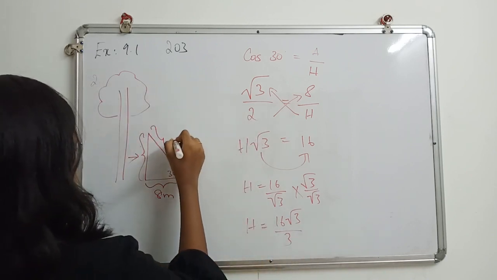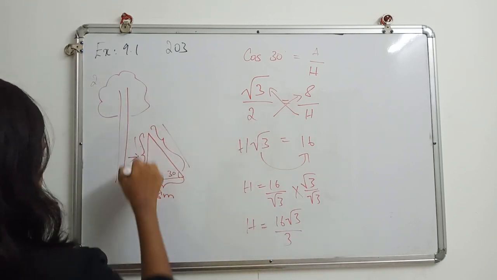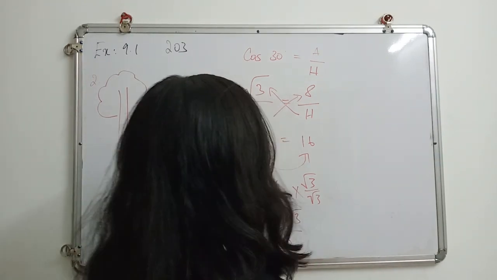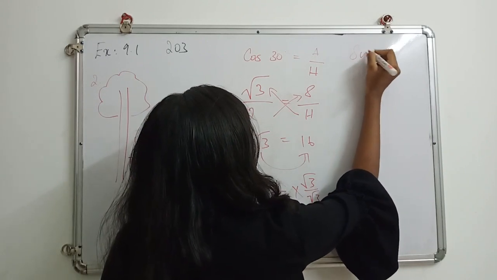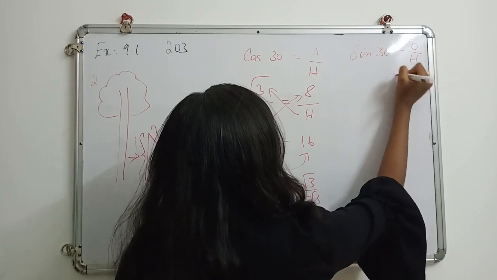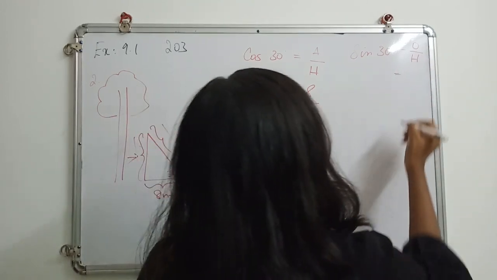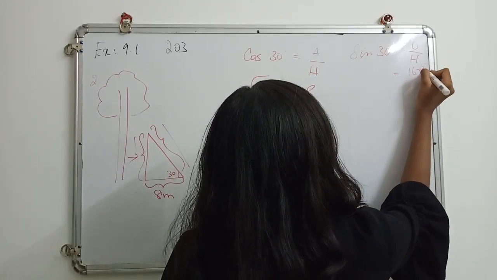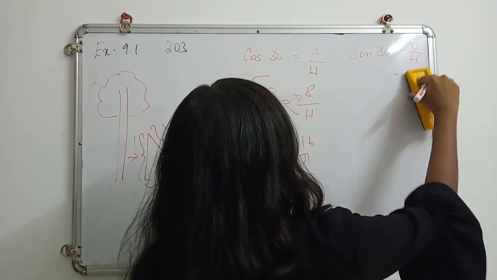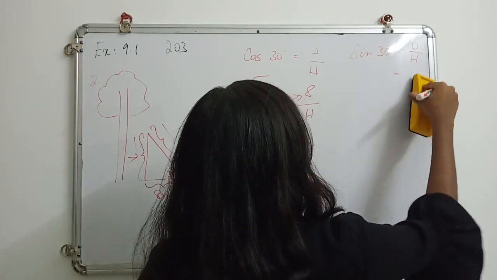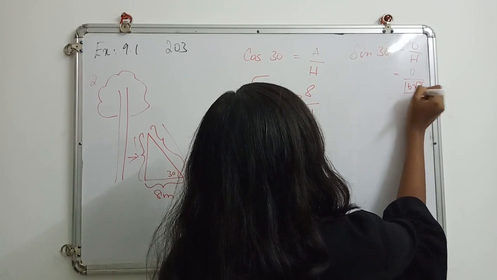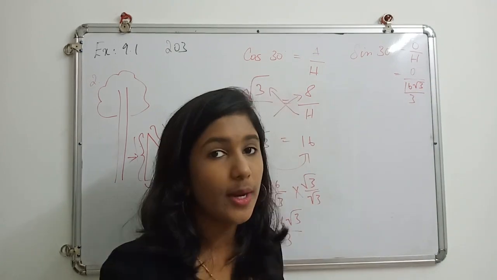Now we got this part. Now we have to find this part. So we can use sine 30 now. So sine 30 is equal to opposite by hypotenuse. Sorry, we know that hypotenuse is 16 root 3 by 3 and opposite has to be found. So opposite by 16 root 3 by 3 and sine 30 is 1 by 2 as we know.